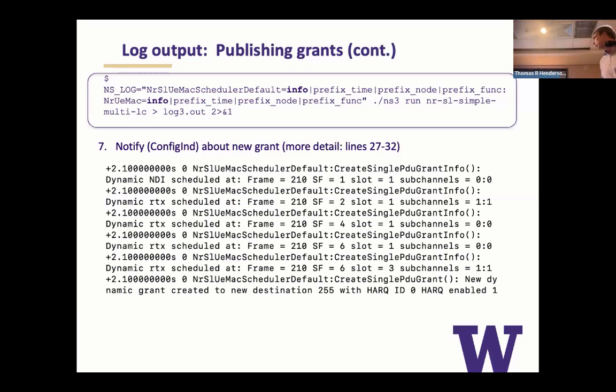And if you look in the log, there's more information provided about the grants. For instance, this is a dynamic grant, and there's blind retransmission, so there's going to be 4 repetitions of it. So you'll see that at this frame, subframe, and slot, there's a reservation for that grant. And then there are 4 additional repetitions in future resources for satisfying that particular dynamic grant.